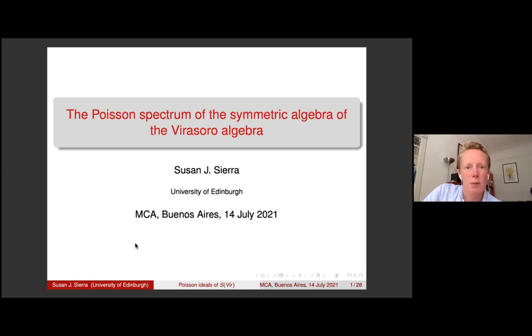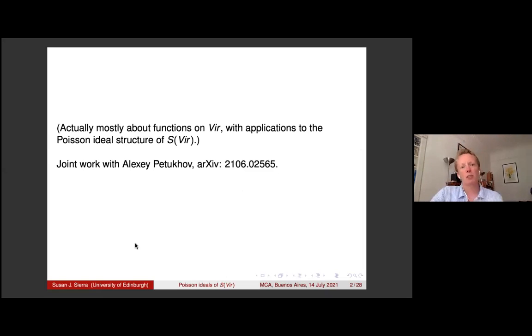So what I'm talking about today is the symmetric algebra of the Virasoro algebra and its Poisson structure. Mostly, actually, what I'm going to be talking about is functions on the Virasoro algebra, and then applications to the Poisson structure of the symmetric algebra. All of this is joint work with Alexei Petukov, and almost all the results I'm talking about today are in a preprint that we put on the archive last month.